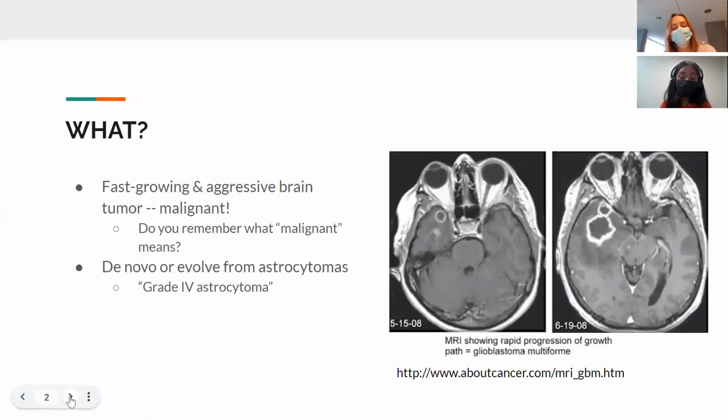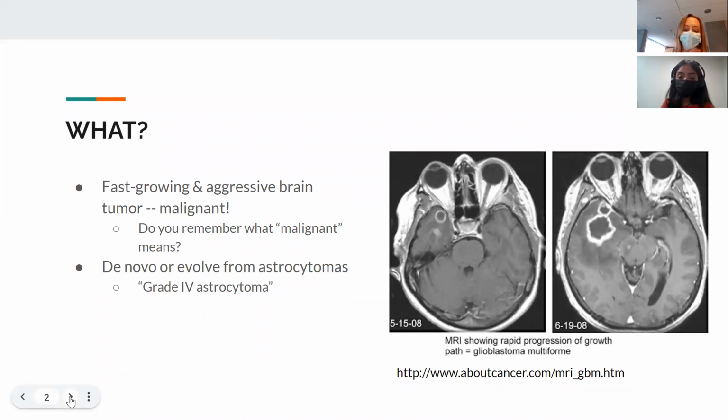So what actually is a glioblastoma? This is a very fast-growing and aggressive brain tumor. And glioblastomas are also always malignant. We talked about that term in the previous video that covered the general characteristics of brain tumors. Do you remember what that means? So malignant basically means that the tumor grows both bigger in its current location and it also spreads to other areas. And in the case of glioblastomas, they typically grow and spread within the brain, but they don't really spread to other parts of the body.